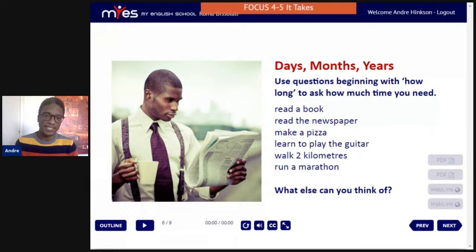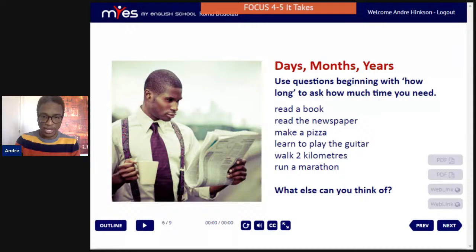So remember, as I said, we're looking at it takes for periods of time, for traveling, for doing activities. We have the questions with how long for the period of time. We have how much or how many for the quantity of something. For example, how many for countable and how much for uncountable nouns.